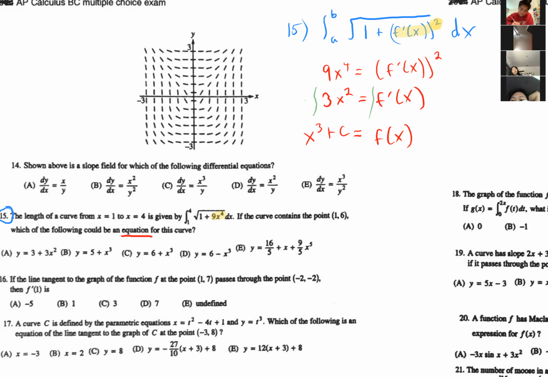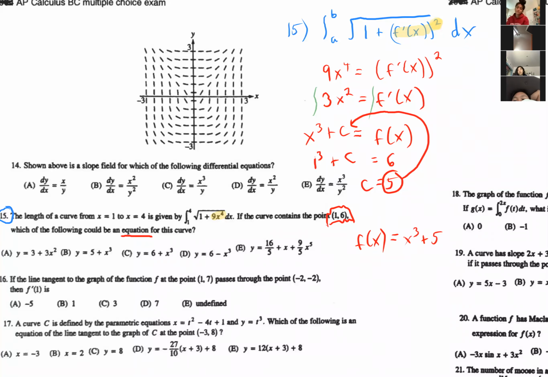And it gives an initial condition here. So it's giving you the point (1, 6). So that means when f of x is 6, x is 1. So when I solve this equation for c, 6 minus 1 cubed, 6 minus 1 is going to be 5. So I can take 5, plug it back in here. So that's going to leave me with my answer. f of x equals x cubed plus 5. Here they're just using a y instead of f of x. So it's going to be letter B.